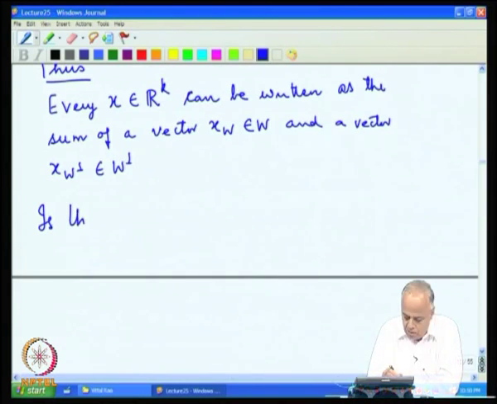Now, are there many ways of doing this decomposition? If so, we would like to choose the correct one or the useful one, or if there is only one way of doing it, then we do not have much choice. So, is this decomposition unique?